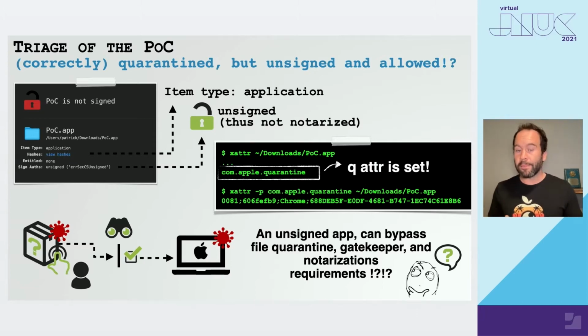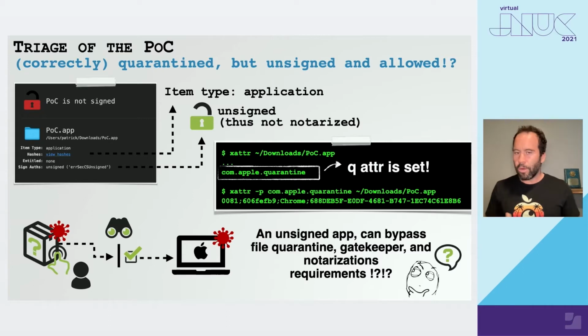First off, the proof of concept exploit that we illustrated at the beginning of the talk is correctly quarantined. So this should mean that the file quarantine checks, the Gatekeeper checks, and the notarization checks should be performed. Because again, the quarantine flag means the system has correctly identified that this item, our exploit, is from the internet and thus should be constrained by these security checks. We can check the code signing information of this and we can see that it's not signed. And also that means it's not notarized.